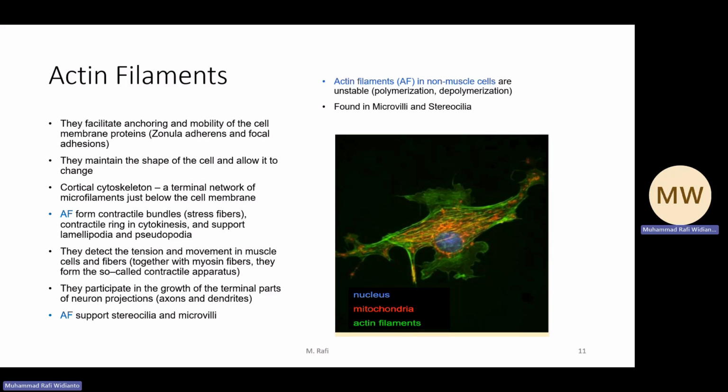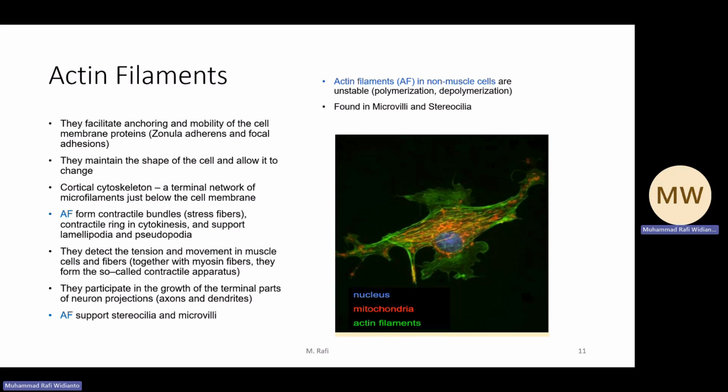They are associated with mobility of the cell membrane, and with anchoring more specifically, with the zonula adherens and focal adhesions, which you will learn more about in the next video. They can also form contractile bundles or stress bundles, basically the contractile ring during cytokinesis. That contractile ring contracts and becomes smaller and smaller until that cell becomes two different daughter cells in cell division.